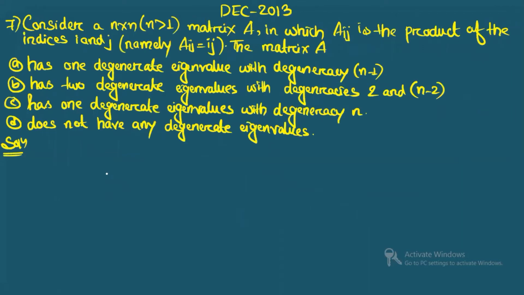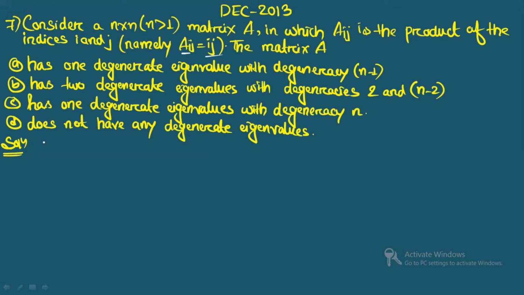So here it is said, consider an n cross n matrix, and n is greater than 1, in which Aij is the product of the indices i and j, namely Aij equals ij. So the matrix A will have what type of eigenvalues? The matrix is n cross n, n is greater than 1, and the elements Aij are the product of the indices i and j. So as given in the question, Aij equals ij.